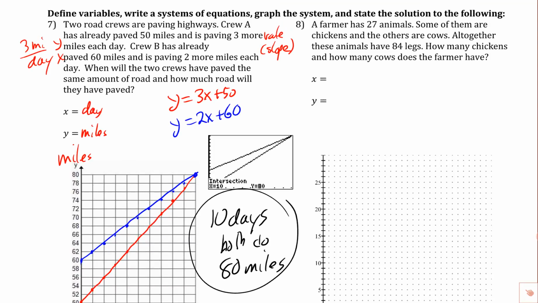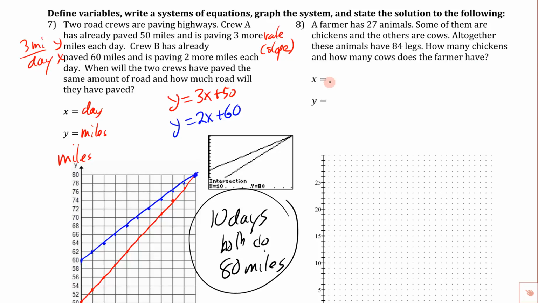So we're going to take a look at this next one, and I'm hoping this looks kind of familiar. A farmer has 27 animals. Some of them are chickens and others are cows. Altogether, these animals have 84 legs. How many chickens and how many cows does the farmer have? Okay, so the question here is how many chickens and how many cows.